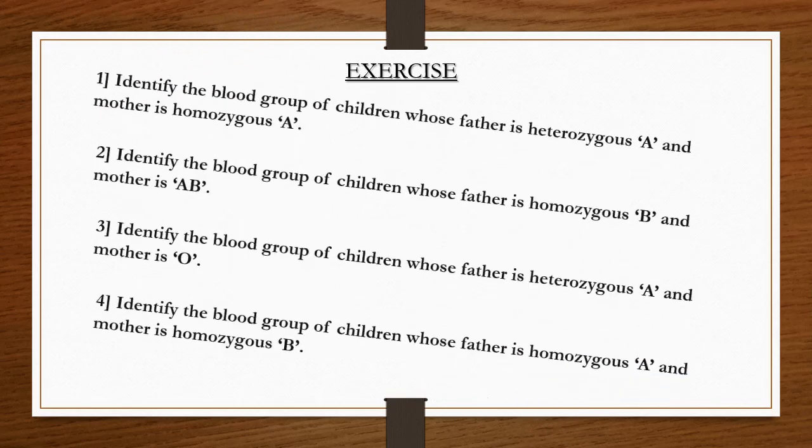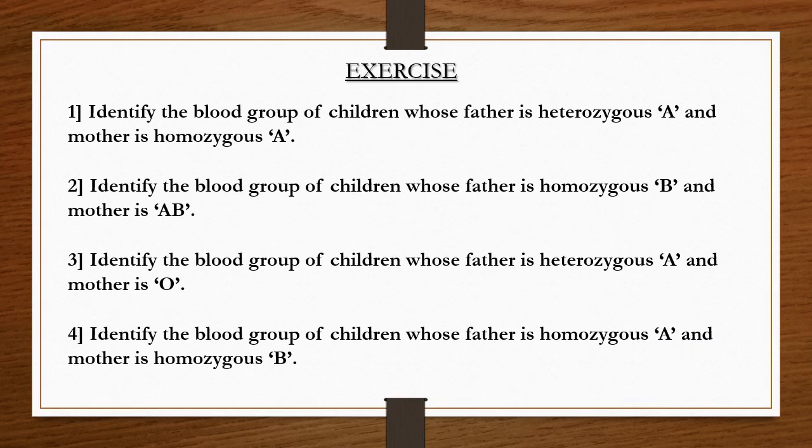Students, let's work on these exercises and then you can understand properly. So in the exercises, 4 combinations of blood groups are given, and you need to identify the blood group of the children. So you need to find out the offspring's blood groups. First exercise: find the blood groups of the offspring whose father is heterozygous A and mother is homozygous A.